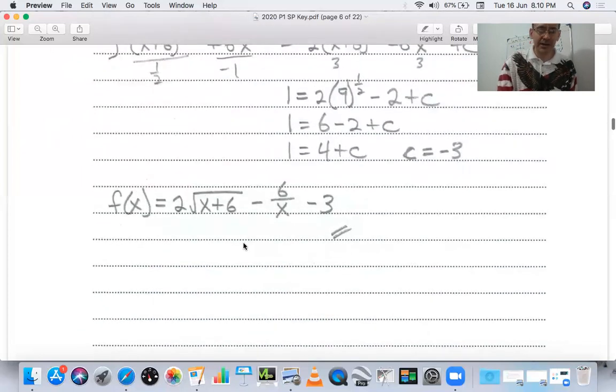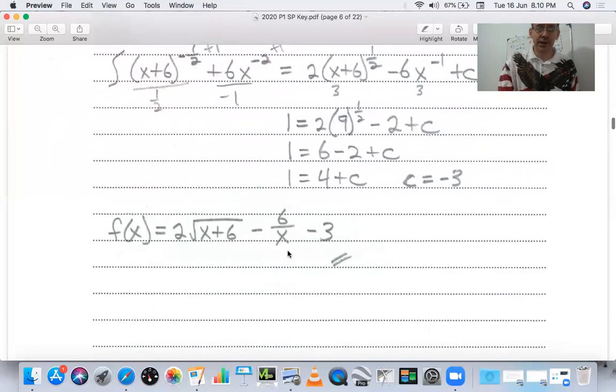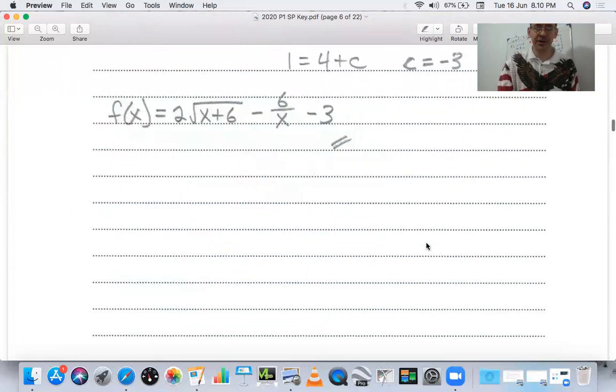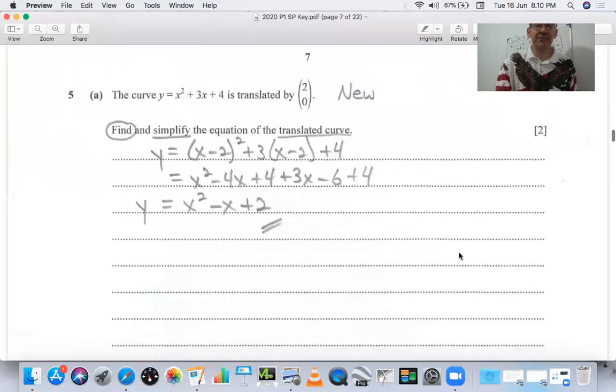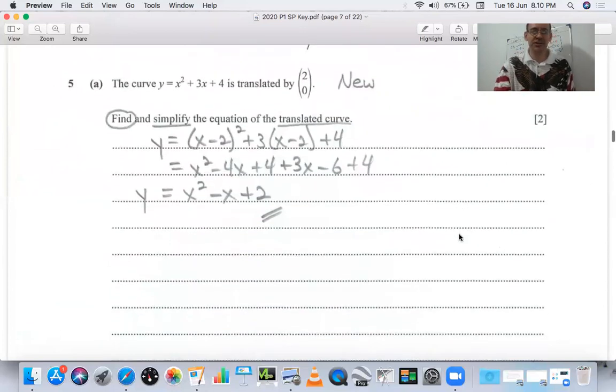And now we can write our function back with its original notation. So f of x equals 2 times square root of x plus 6, minus 6 over x, minus 3. So there's our original function. Moving on to question number 5. This one is new material. It's one of the transformations, and the transformation section was new to the syllabus.